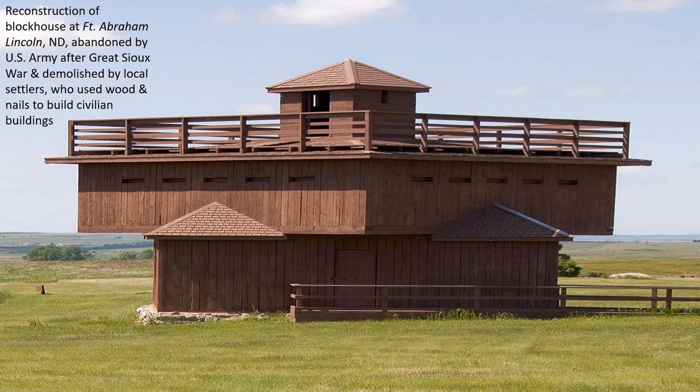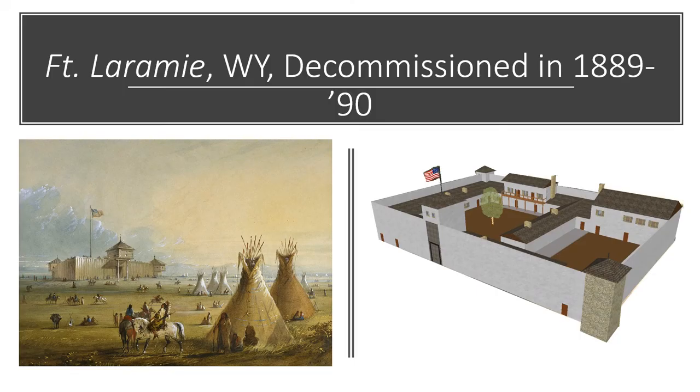This is a reconstruction of a blockhouse, or sort of a fortified tower at Fort Abraham Lincoln, North Dakota. This installation was abandoned by the U.S. Army after the Great Sioux War, and then it was demolished by local settlers who used the wood and the nails to build civilian buildings. This is Fort Laramie, Wyoming. It was decommissioned a little bit later in 1889 and 1890 as the wars against Native Americans are coming to an end.